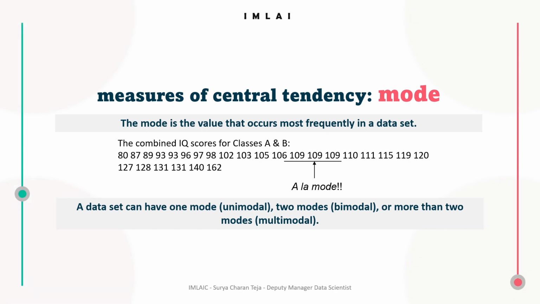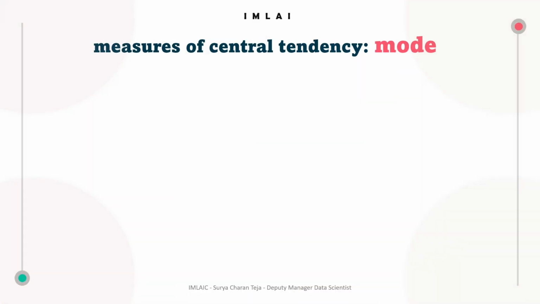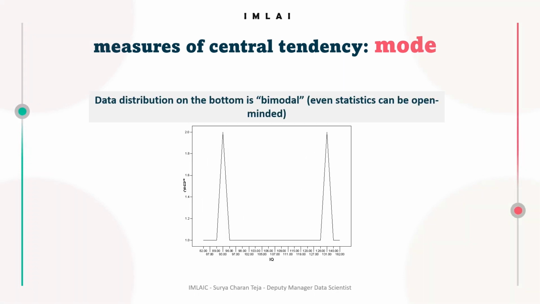Now let's look into the mode in detail. It may not be at the center of a distribution. Sometimes the data distribution might look like what you can see on the screen. What you see on the screen is known as bimodal.